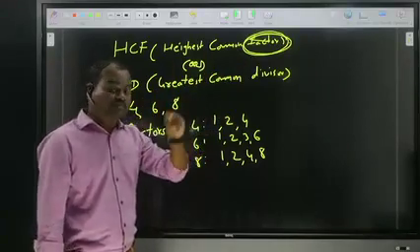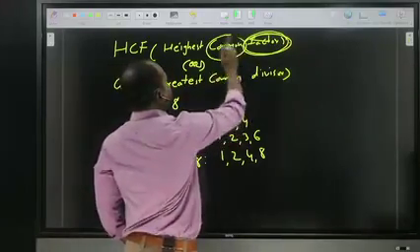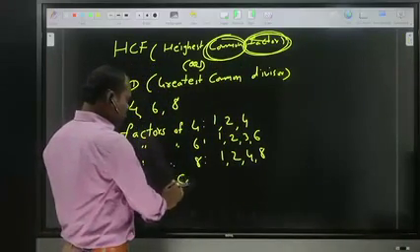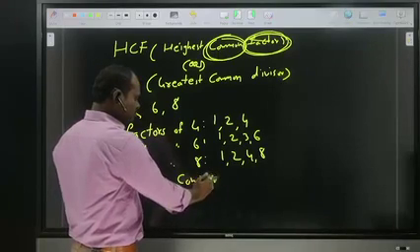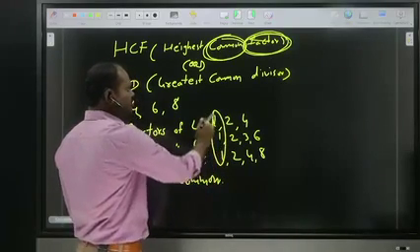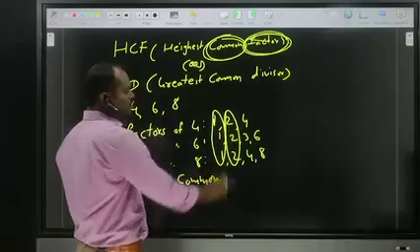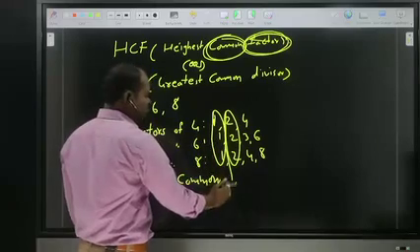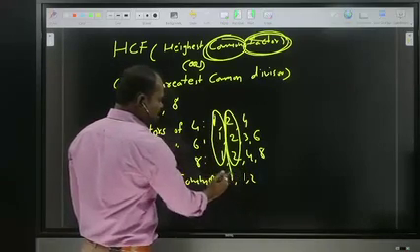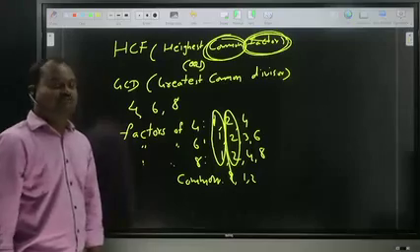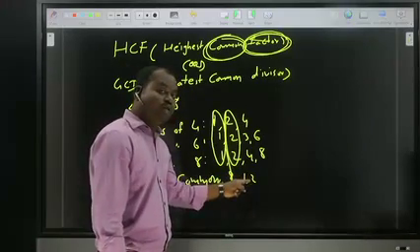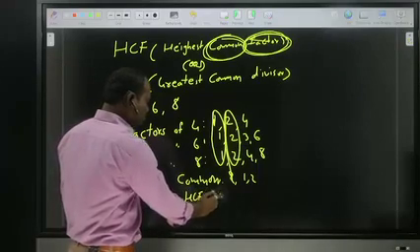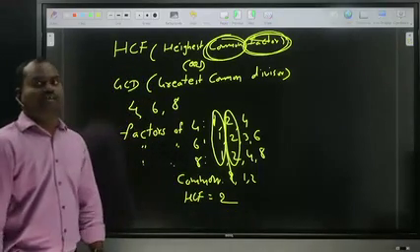Factors finished? From those factors we should select the common ones. What is common? Observe. 1 is everywhere, as well as 2 everywhere. 4 is here and here, but not here. So common are 1 as well as 2. From those common ones, what is the highest one? 2. The highest one is 2. So HCF is how much? 2.